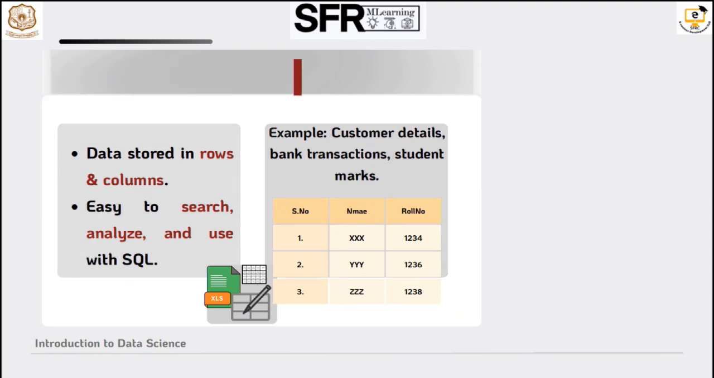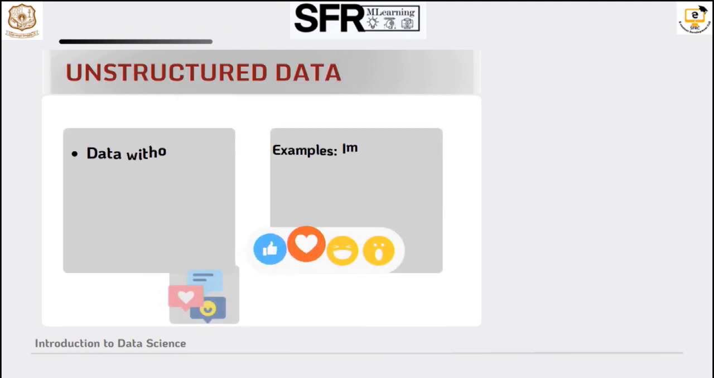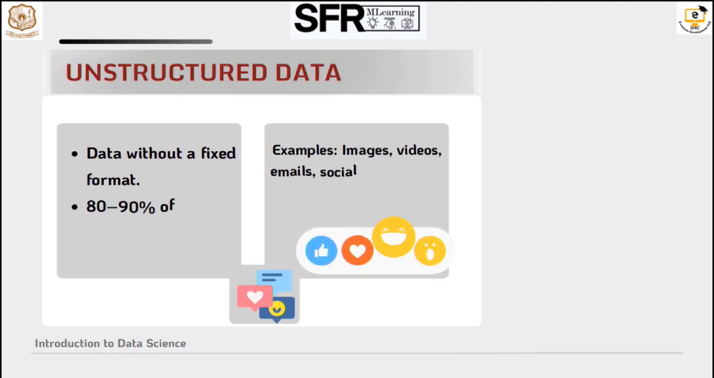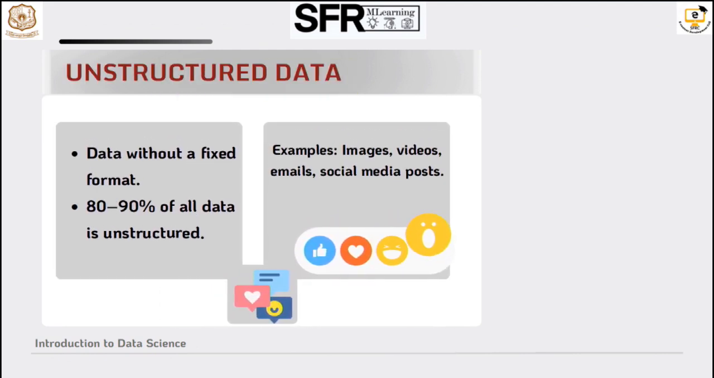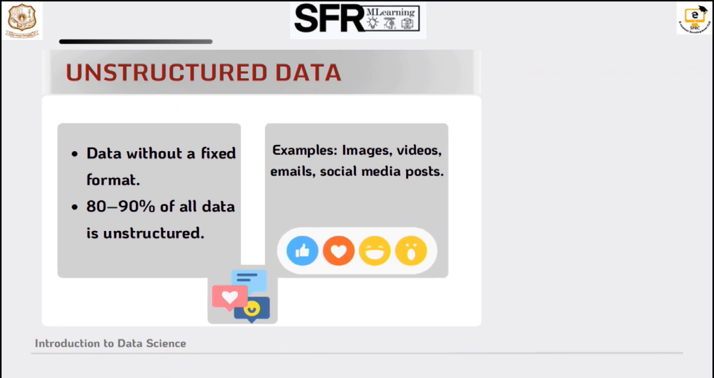Okay, so next one is the unstructured data. This is data that does not have any fixed format. 80 to 90% of all the data we are using on the internet is in unstructured format only. Examples are images, videos, emails and social media posts we are doing every day in our life.